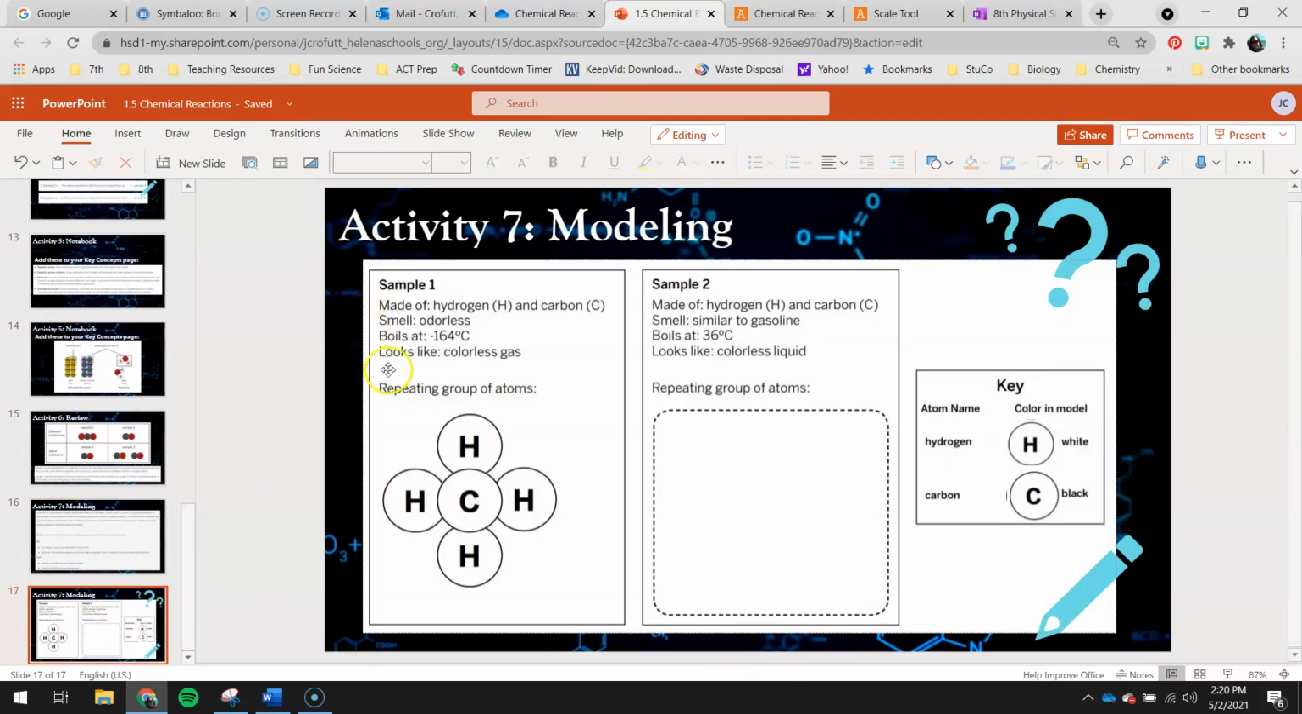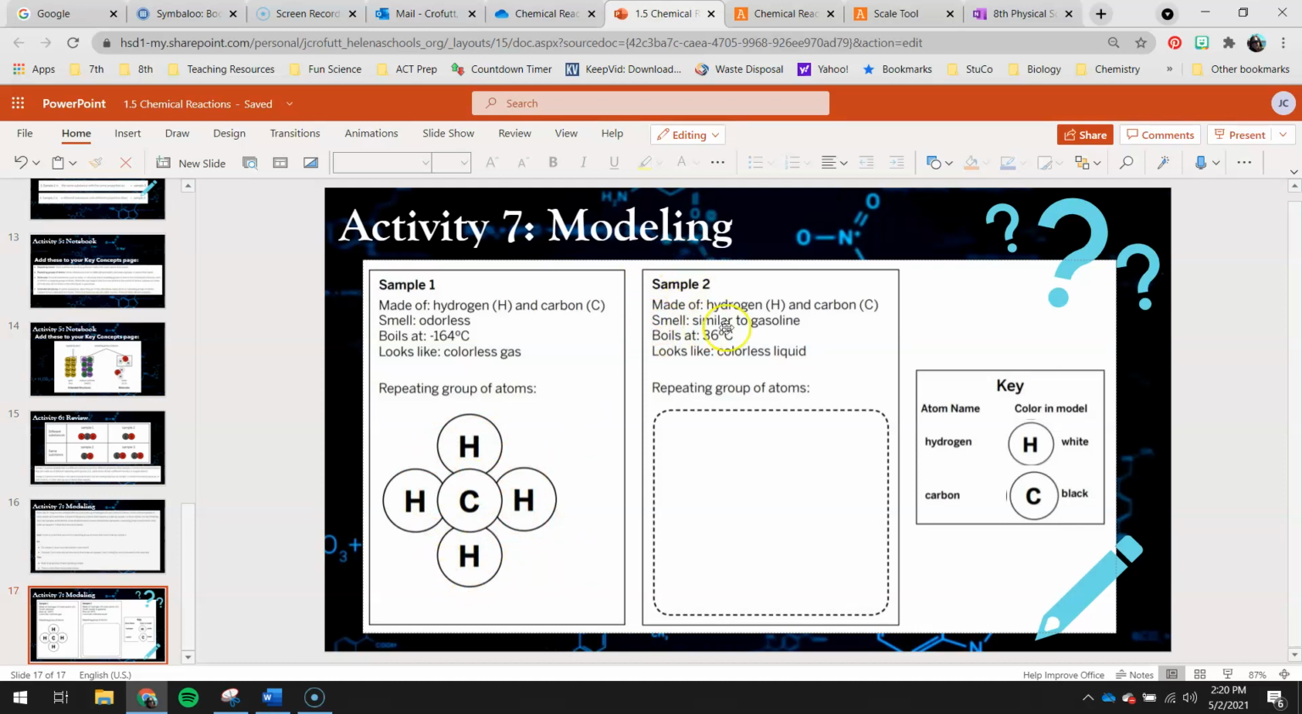Sample 1 is made of hydrogen and carbon, is odorless, and boils at negative 164 degrees Celsius. So we know it's a gas at room temperature because room temperature is way warmer than that. It looks like a colorless gas. This is actually methane gas right here. So it has 1 carbon in the middle and then 4 hydrogens around the outside.